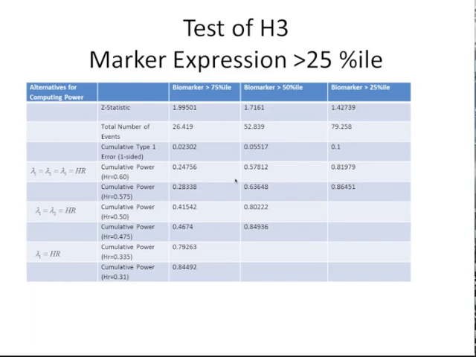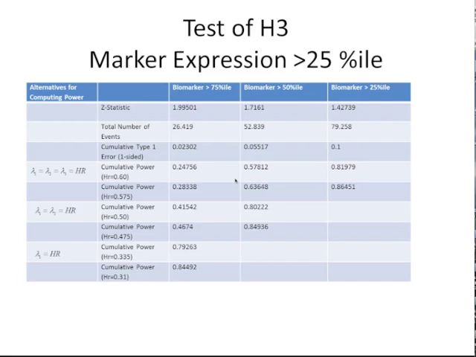Okay, so here on this slide we have a test for H3 constructed similarly to how H4 was constructed, except that we are testing 3 hypotheses instead of 4. That is, we are testing for a treatment effect in subjects with marker expression greater than the 25th, 50th, and 75th percentiles.